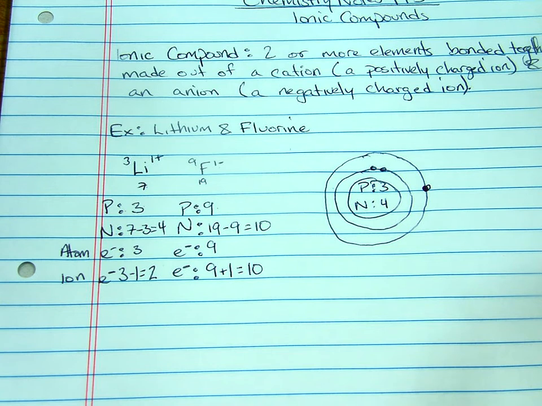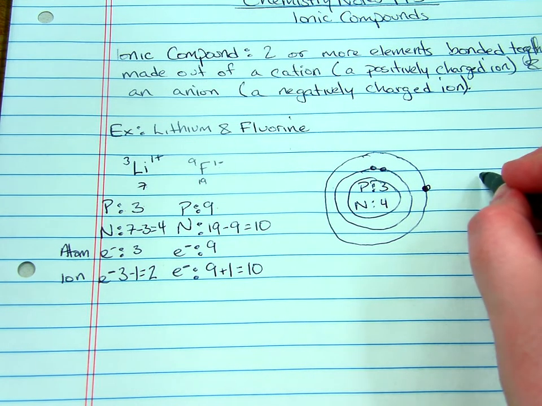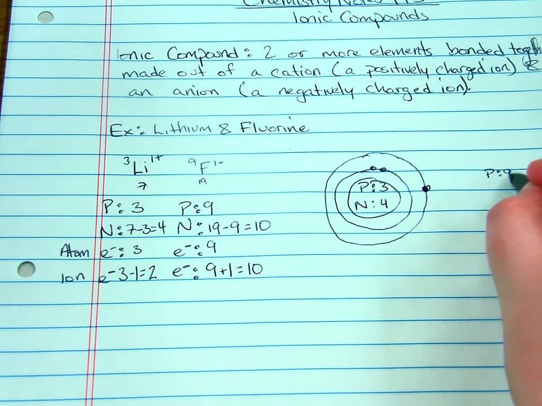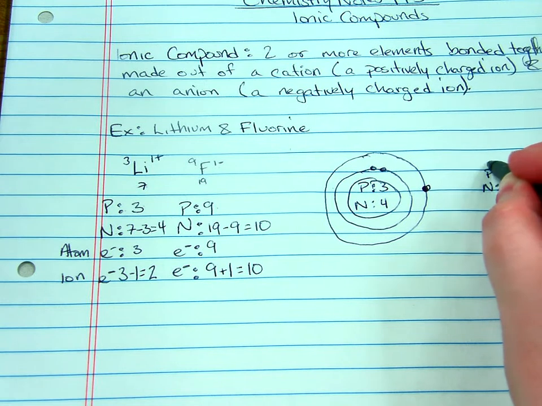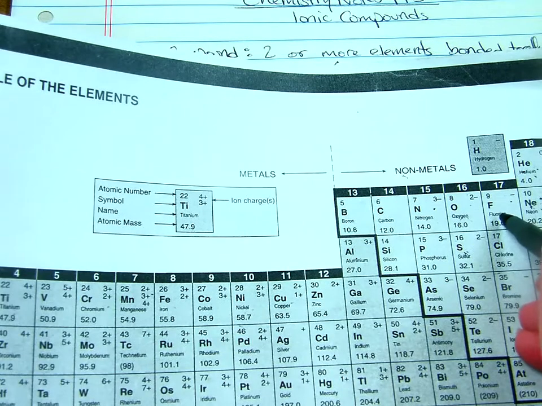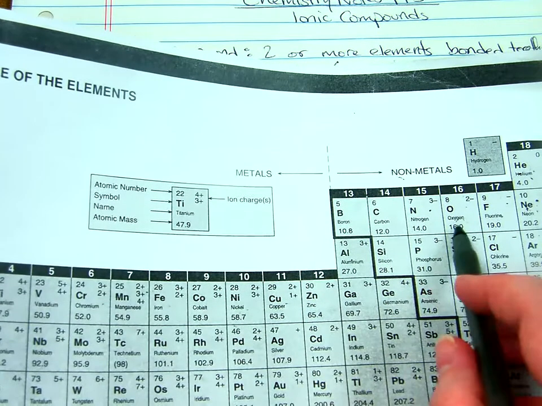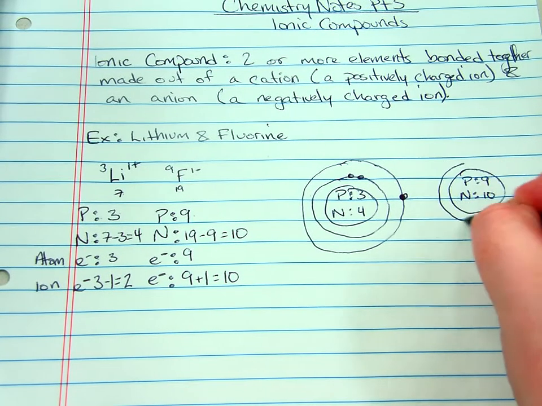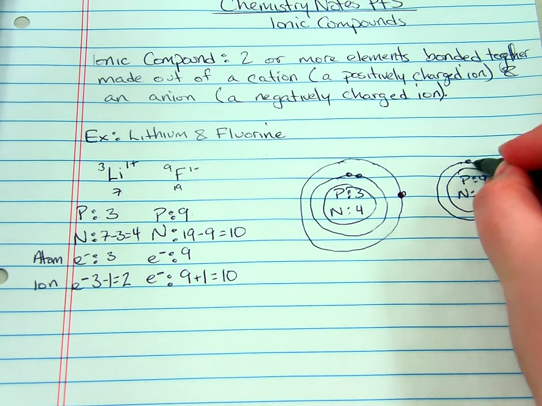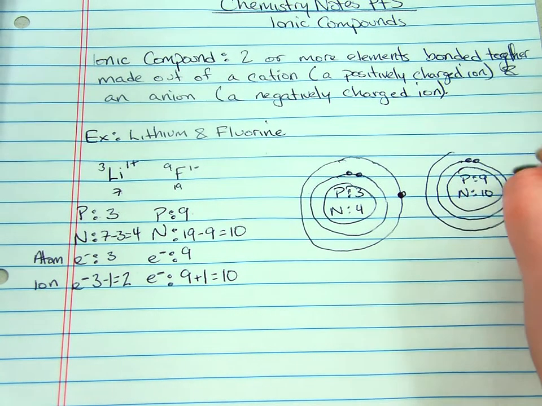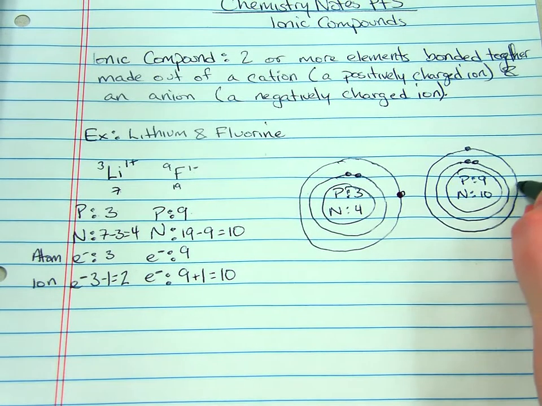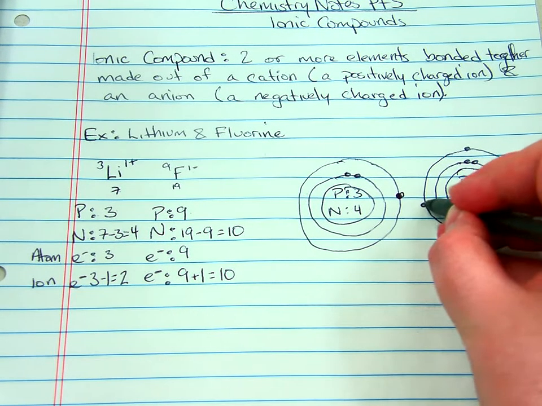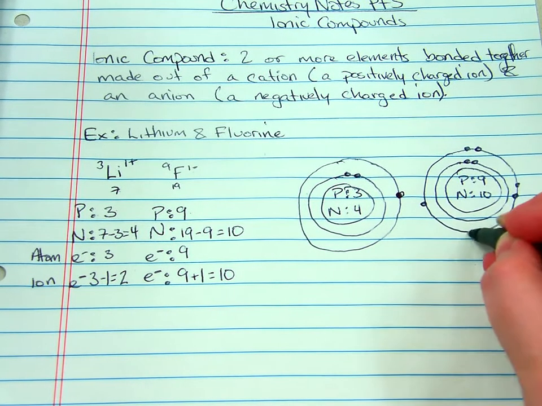Okay? Then we are going to draw our fluorine. Protons 9, neutrons 10. We look up our fluorine. Also has 2 shells. And if you count it over, 1, 2, 3, 4, 5, 6, 7, it's going to have 7 electrons in that outermost shell. So 2 electrons. And then 1, 2, 3, 4, 5, 6, 7.